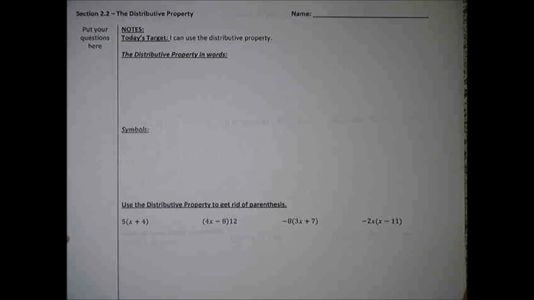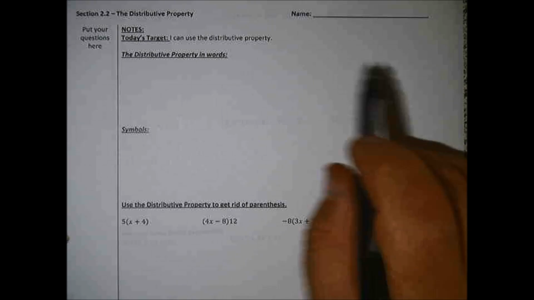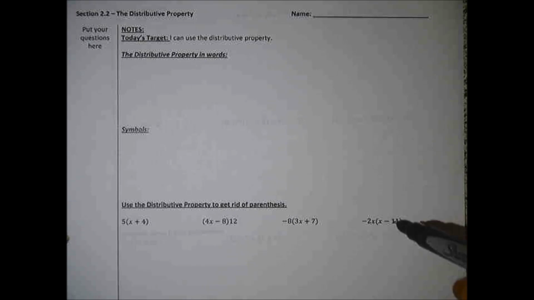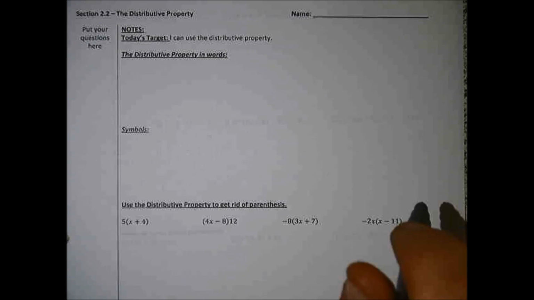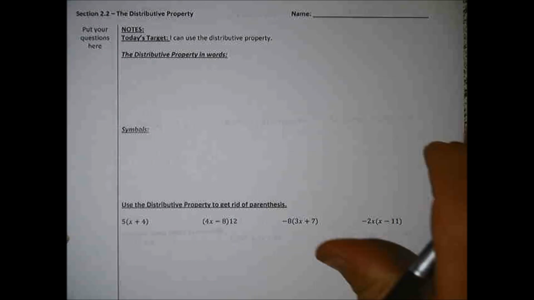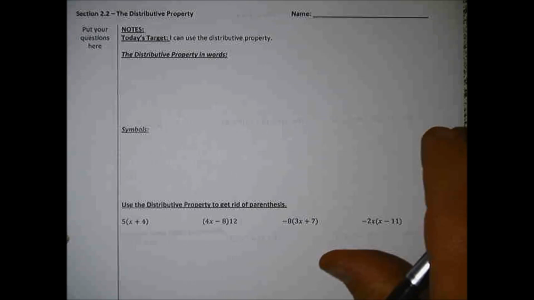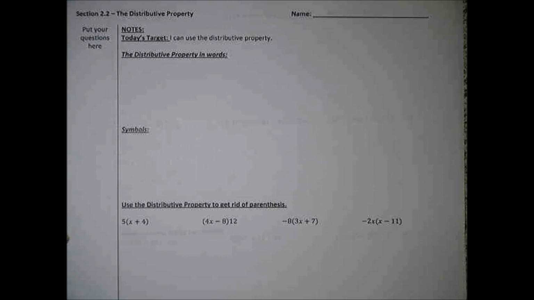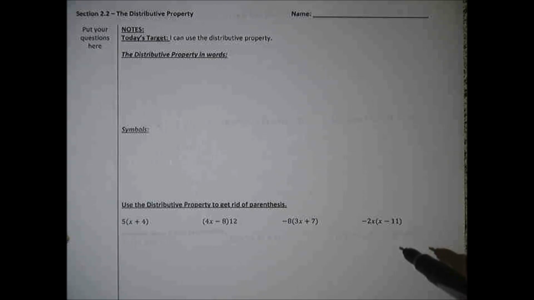Welcome back to our flip math discussions here. We are working in section 2.2, the distributive property, and the target just says that I can use the distributive property. By the end of this, you should have this idea mastered, and we can move on to bigger and better things. Hopefully you're not getting too confused nowadays. We are moving away from just numbers. We're getting more into algebra stuff where we have variables and exponents and things like that. We're not just figuring out what numbers equal.